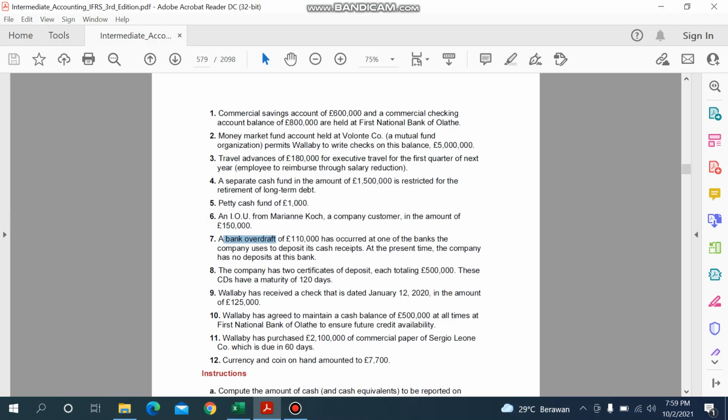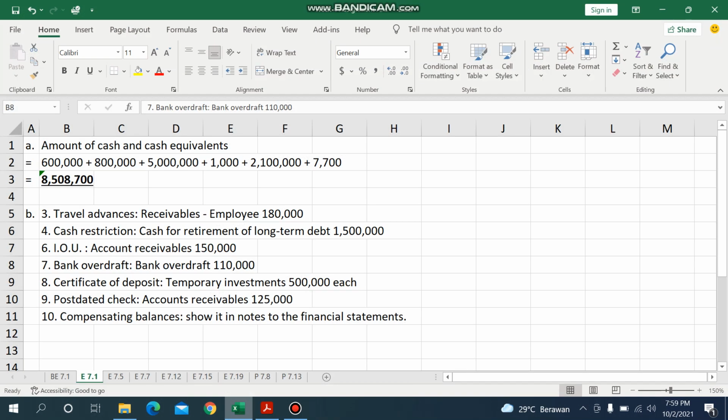And then number 8, the company has 2 certificates of deposit, each totaling 500,000. These CDs have a maturity of 120 days. So the certificates of deposit will be under temporary investments or short-term investments. It will not be under cash equivalents because 120 days is not within a month.